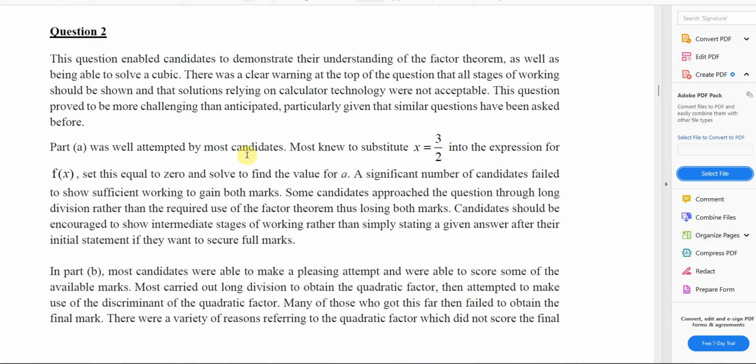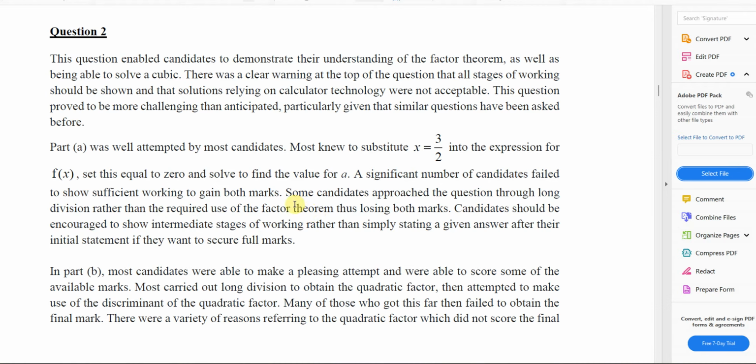Part A was well attempted by most candidates. Most knew to substitute x equals 3 over 2 into the expression for f of x, set this equal to 0 and solve to find the value for a, which is what we did. A significant number of candidates fail to show sufficient working to gain both marks. Okay, some candidates approach the question through long division rather than the required use of the factor theorem.